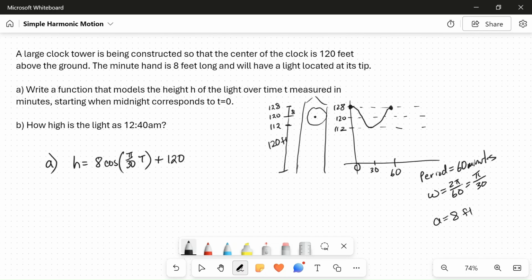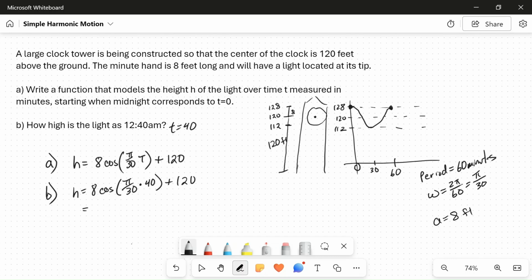And just a second part to this, how high is the light at 12:40 a.m.? For that second part, remember 12 midnight is t equals 0, so 12:40 would correspond to a time value of 40 minutes. So I want to take 40 minutes and plug it in for t. So h is going to be 8 times the cosine of pi over 30 times t, but I'm going to put a 40 in for the t, and then we have plus 120.